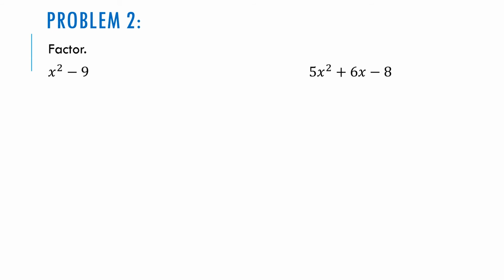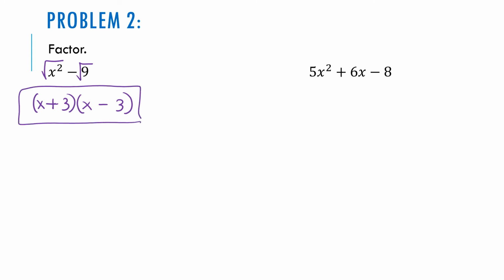What we want to do for our shortcut is set up two parentheses, like so, one with a plus sign and one with a minus sign, because a positive times a negative gets me a negative, like you see up here, the -9. Then we're going to go ahead and square root both of these terms. So the square root of x squared is x. So I will put an x in both these locations. The square root of 9 is 3. I have now factored that difference of squares, and that's your answer.